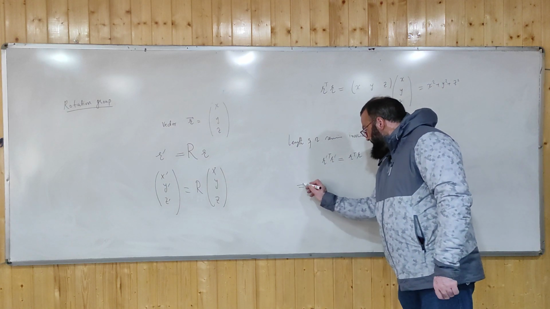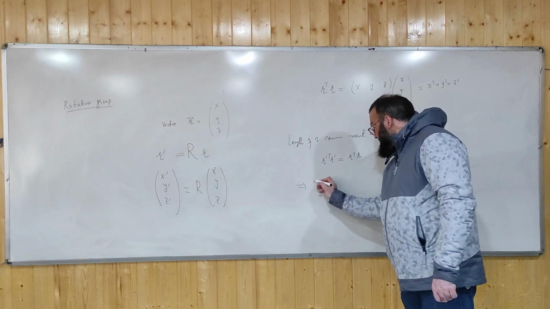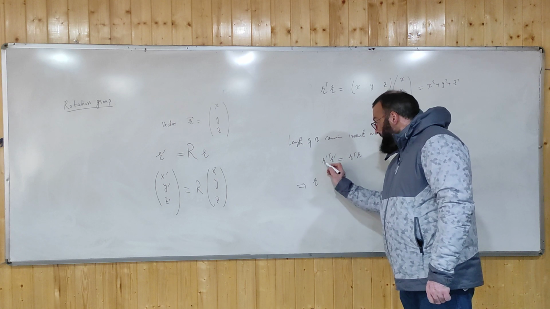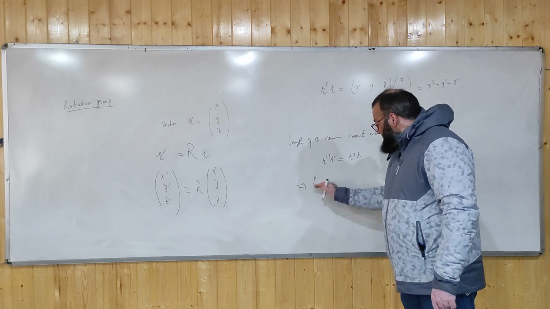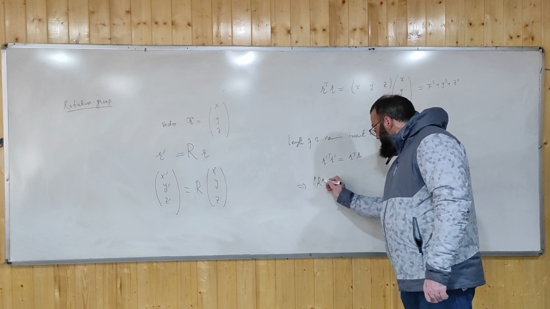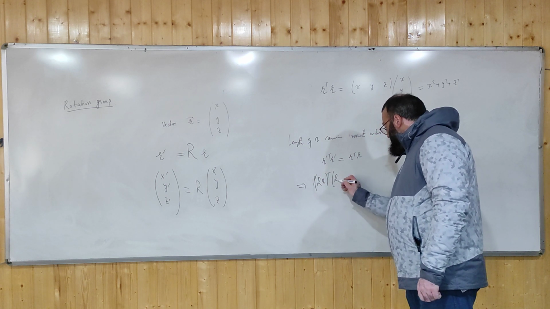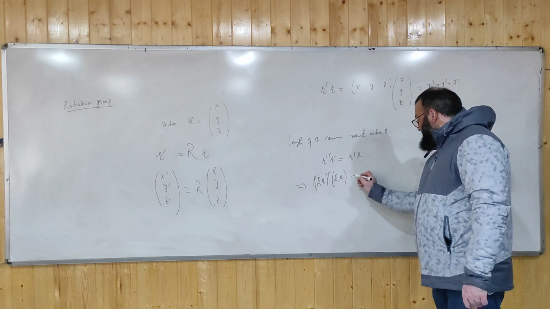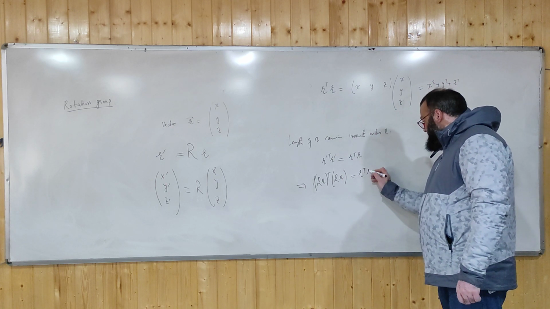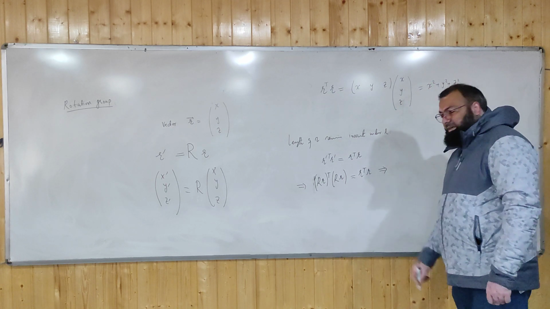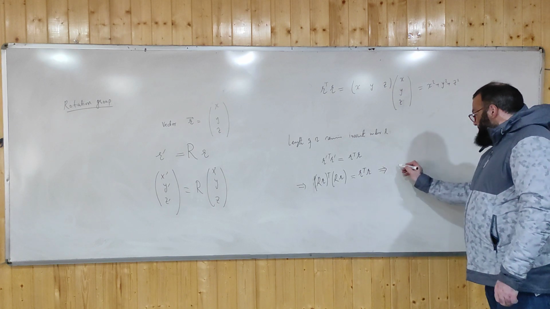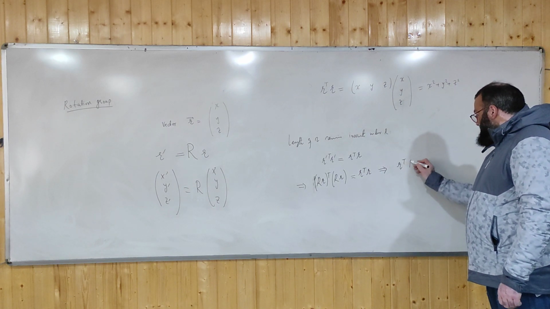What does it mean? So I can write r prime transpose as R r transpose. What is r prime? Tell me. r prime is R r, and its transpose is r transpose R transpose. So that is equal to r transpose R transpose R. Let's write it: it is simply r transpose R transpose R.